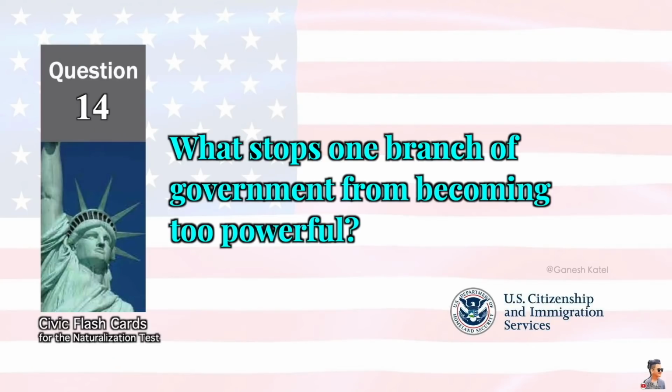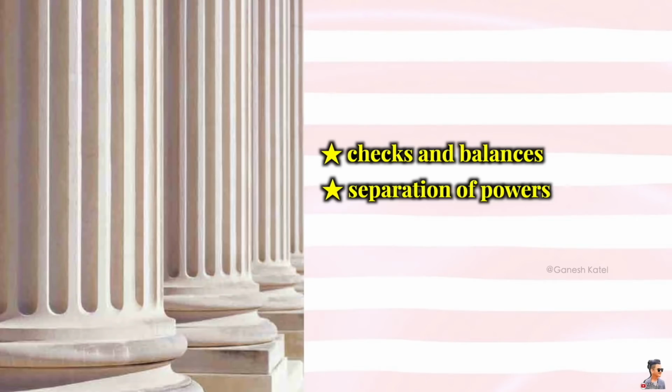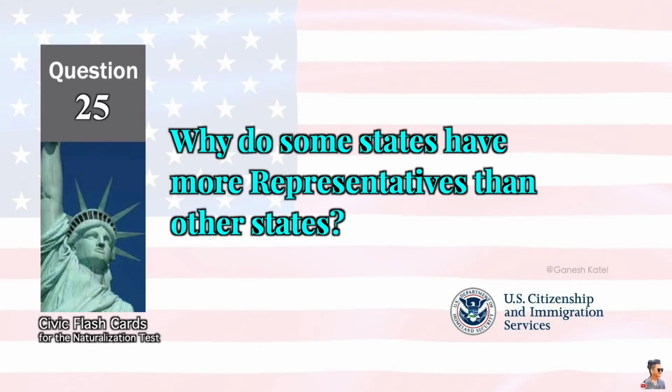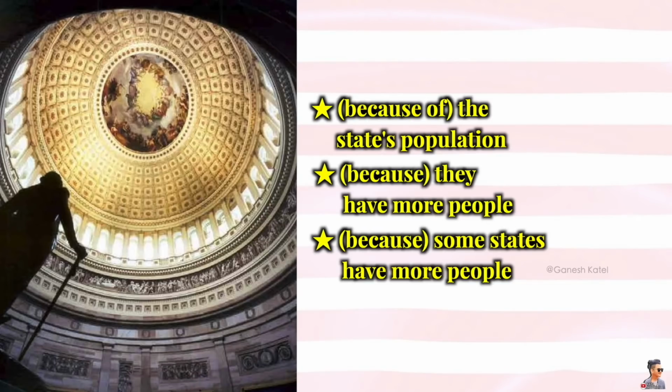What stops one branch of government from becoming too powerful? Checks and balances. Separation of powers. Why do some states have more representatives than other states? Because of the state's population. Because they have more people. Because some states have more people.